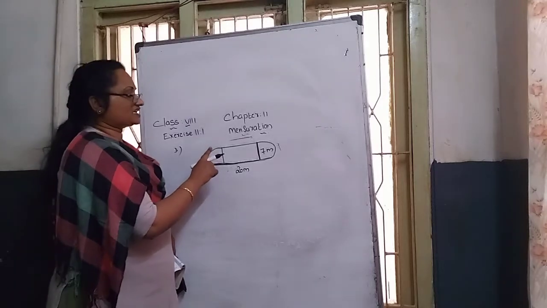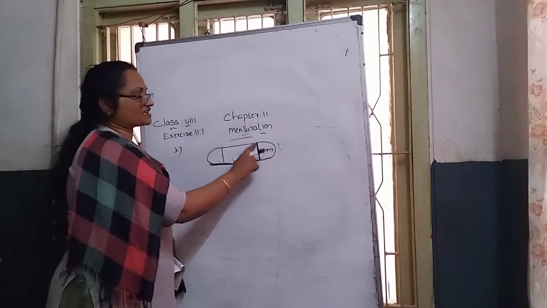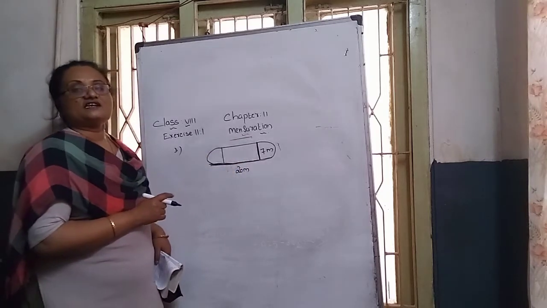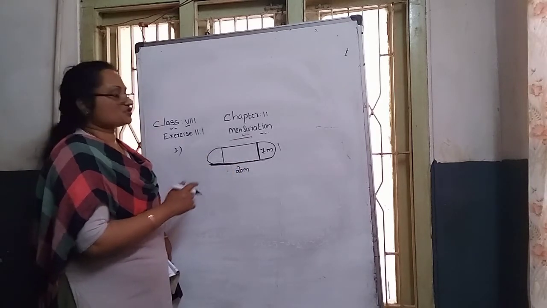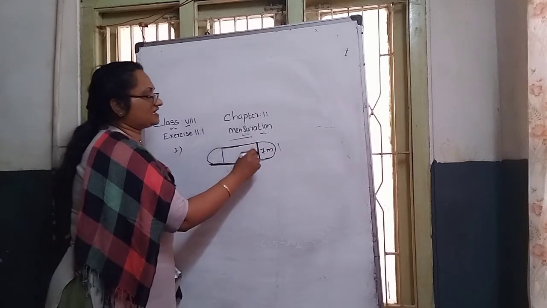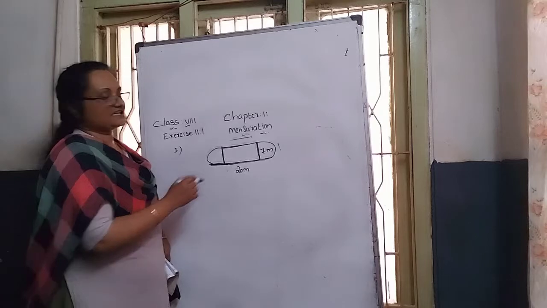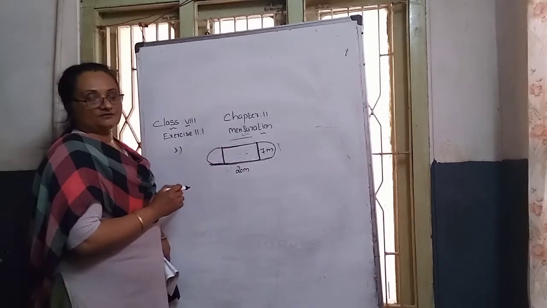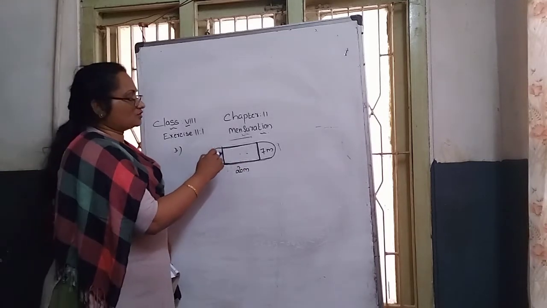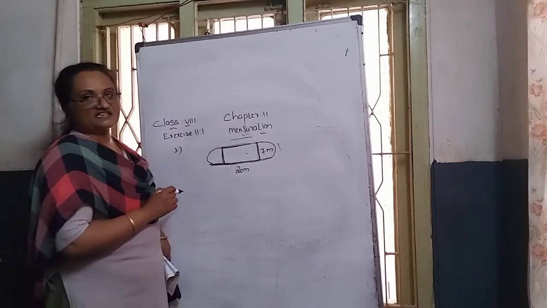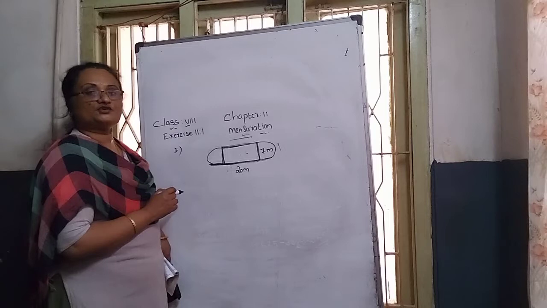Then here the plot is in which shape? The middle is a rectangle shape, and the left and right side corners have a semicircle. So the garden is here. Area means the inside part, the surface, and perimeter is the boundary part. The distance around the boundary part, we call it the perimeter. We want to find both.